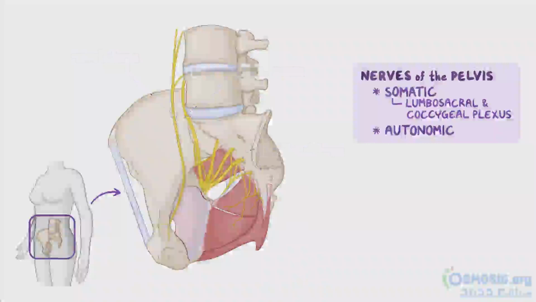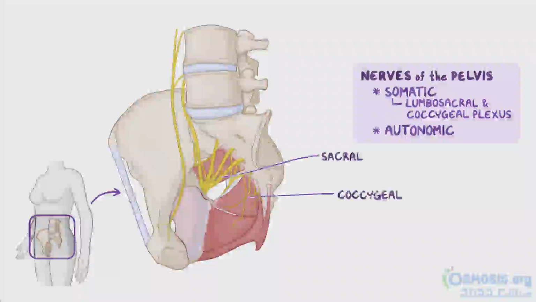Sacral and coccygeal spinal nerves interconnect to form an extensive network of nerves called the sacral and coccygeal nerve plexuses, which lie on the piriformis and coccygeus muscles.